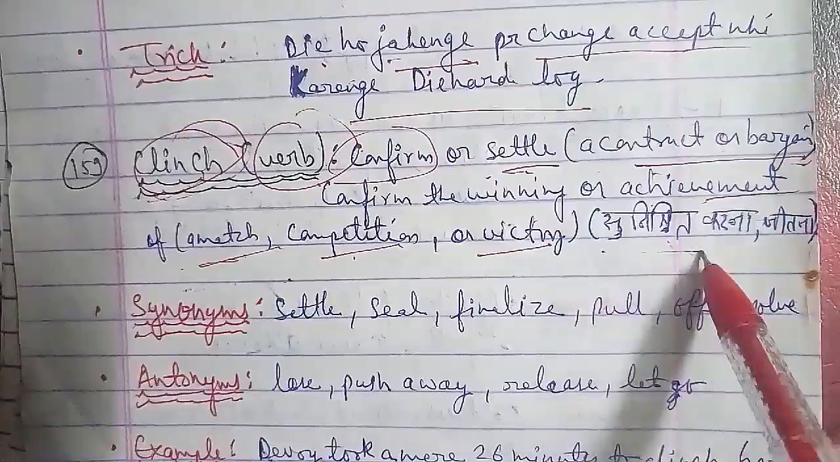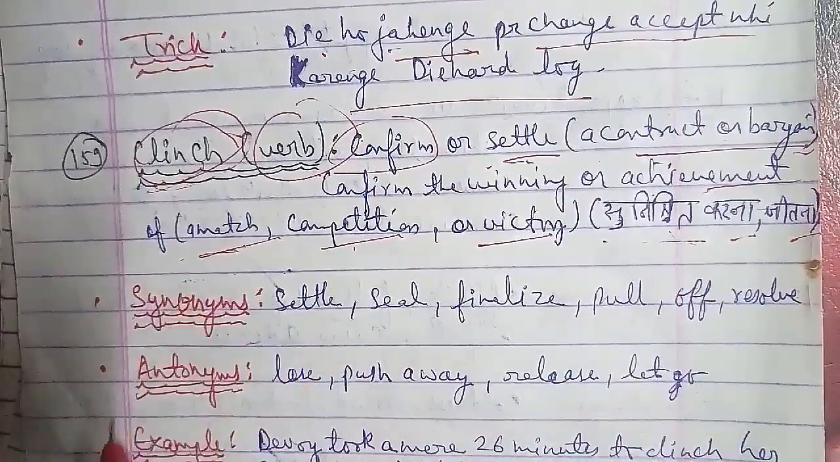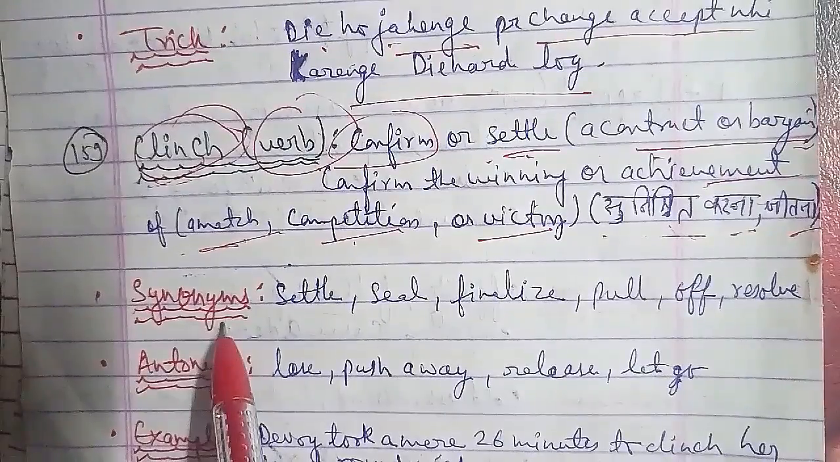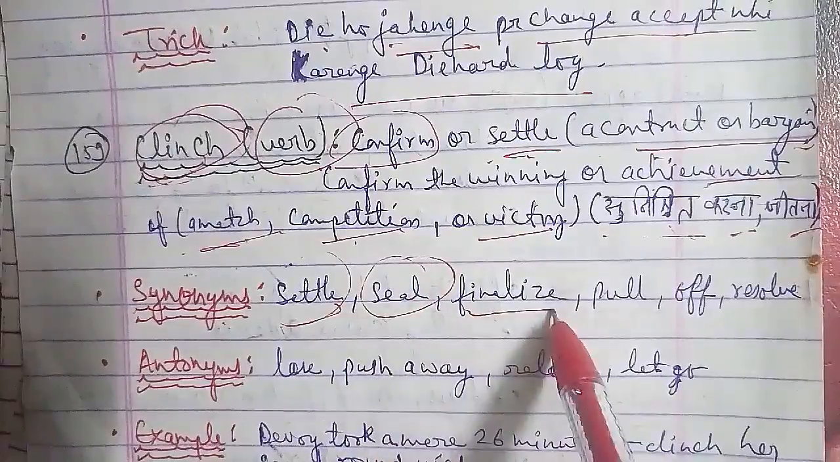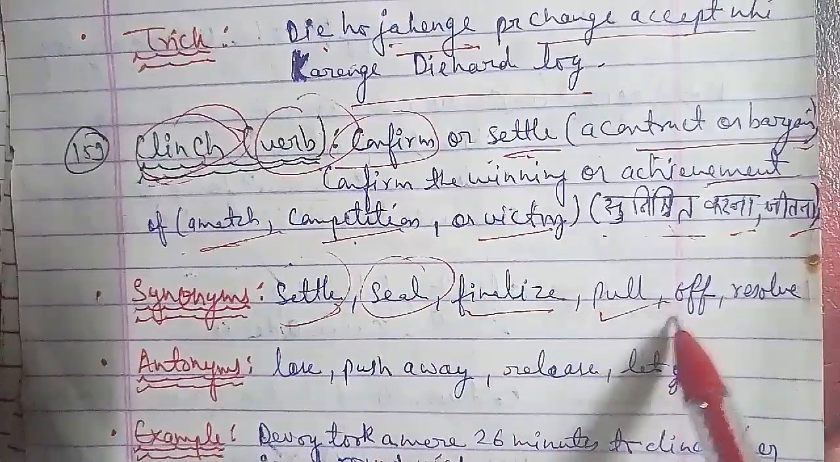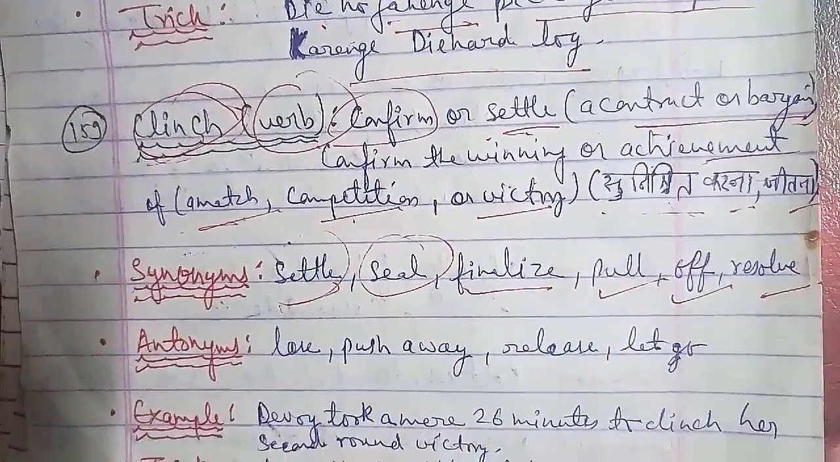The synonyms of clinch are settle, seal, finalize, pull off, resolve. Now the antonyms of clinch are loose, push away, release, let go.